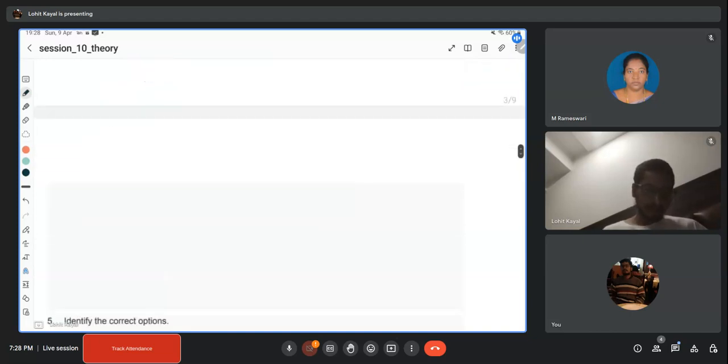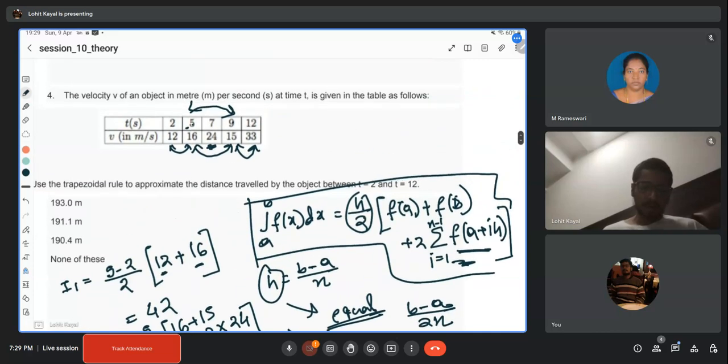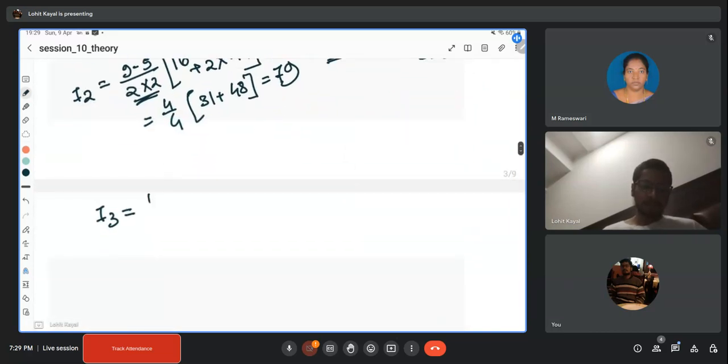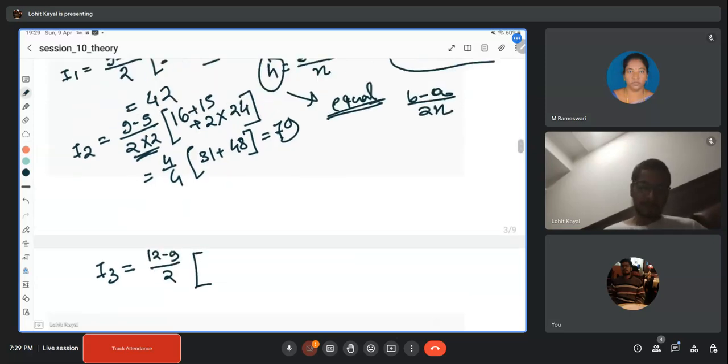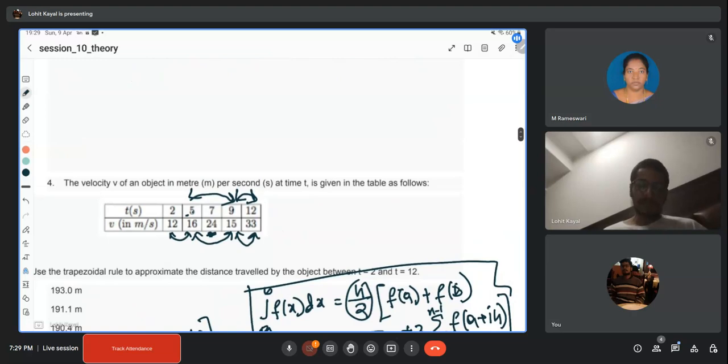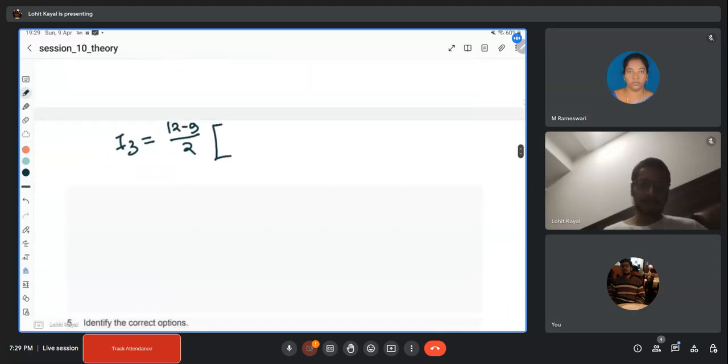Now I3 is for this 2.9 and 12. Again it will be 12 minus 9 divided by 2 times f9 plus f12, that is 15 plus 33. So it will be 3 by 2 into 48 is equal to 72.